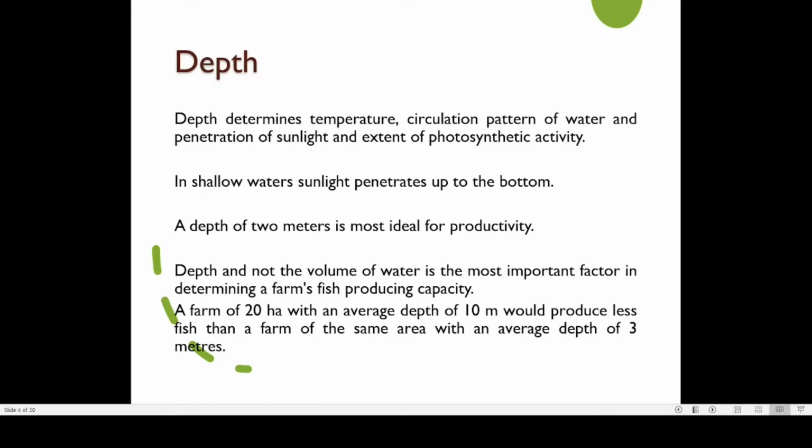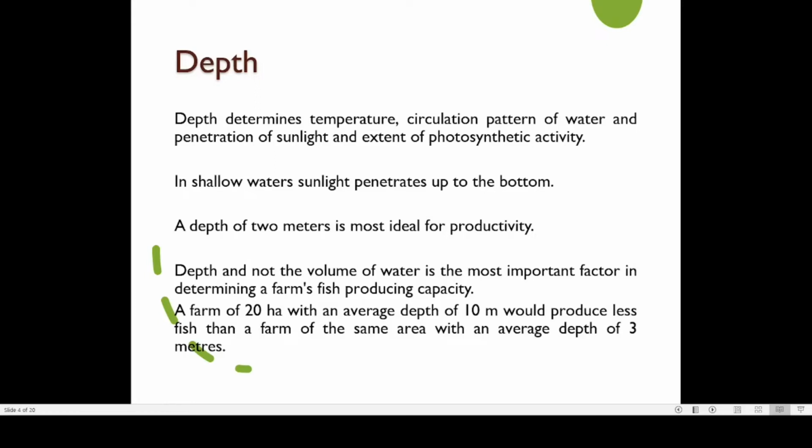Another factor is the circulation pattern. If the depth is more, there will be deeper circulation of water from the upper water to the lower water. There will be cycling of water. Whereas in shallow water there will not be any circulation of water. So that is another factor that is controlled by the depth.